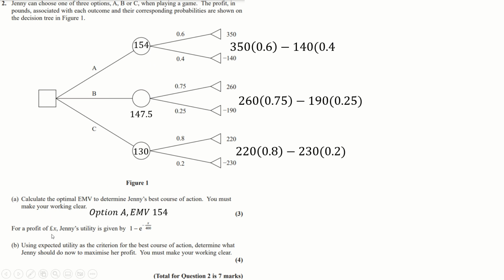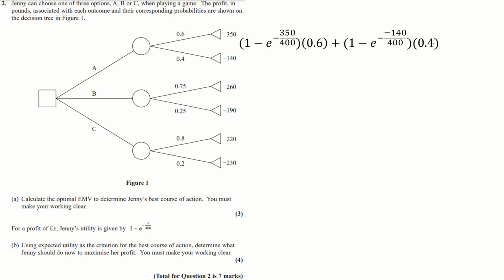But now, however, we say that we've actually got a utility function with the money, so the money doesn't just go up linearly. It follows this function here. What I literally just did was I shoved 350 into the utility function, times it by 0.6, and then added what happened when I put minus 140 into the utility function, times by 0.4, and that just gave me this EMV here.